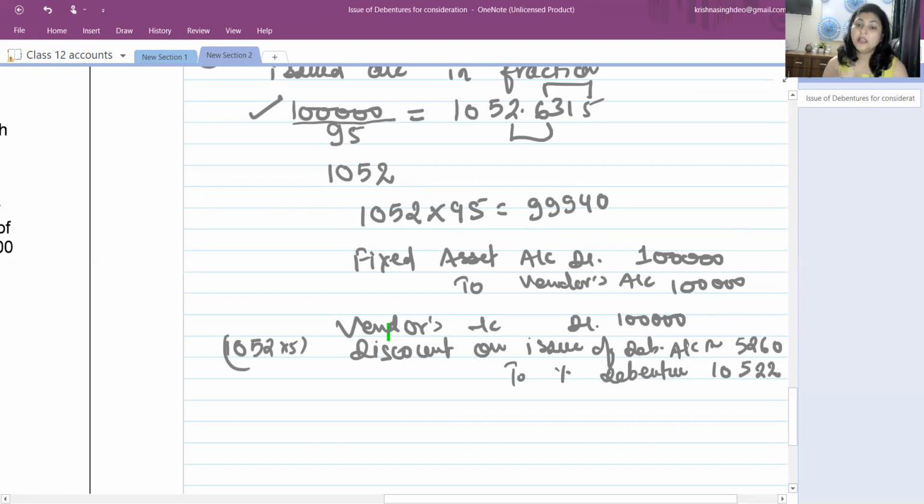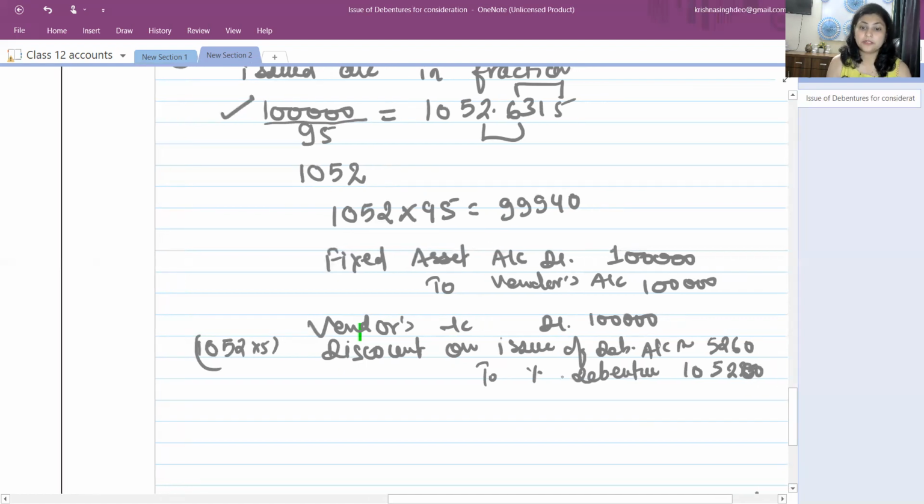Now when we tally, the entry is not going to tally. Because on the debit side it is 1,05,260, whereas on the credit side it is 1,05,200 rupees. So what will happen in this case? There is a balancing figure. 1,05,200 minus 1,05,260, so the balance is only 60 rupees.